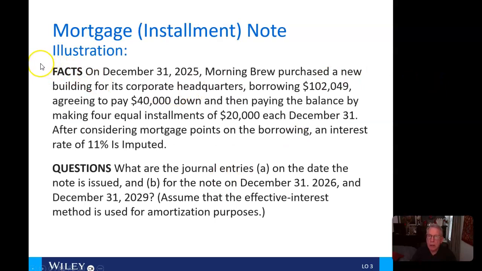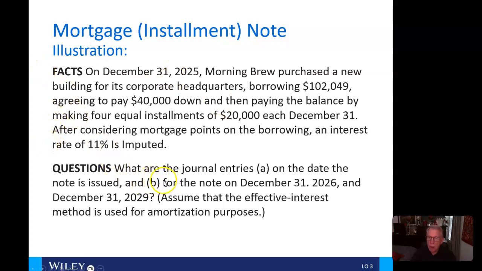So an illustration of an installment note would be on December 31, 2025, Morning Brew purchases a new building for its corporate headquarters, borrowing $102,049 and agreeing to pay $40,000 down, the present value, and then paying that balance of $80,000 by making 4 equal installments of $20,000 each on December 31. After considering the mortgage points on the borrowing, an interest rate of 11% is imputed.